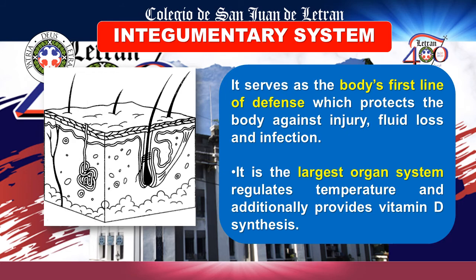And lastly, integumentary system. Organs of the integumentary system include the skin, hair, and nails. The skin is the largest organ in the body. It encloses and protects the body, and it is the site of many sensory receptors. The skin is the body's first defense against pathogens, and it also helps regulate body temperature and eliminate waste in sweat. This system serves as protection against injury, fluid loss, and infection. It is also the largest organ system that regulates temperature and additionally provides vitamin D synthesis.